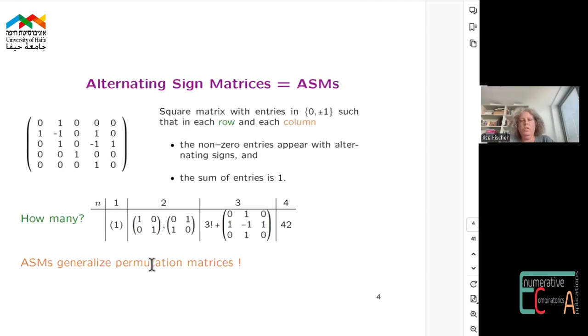And for order 1 and 2, these are all alternating sign matrices. But for order 3, there is one additional one, which has a -1 in the center. So you have the 6 permutation matrices and the one additional alternating sign matrix. And for order 4, there are already many alternating sign matrices that are not permutation matrices.